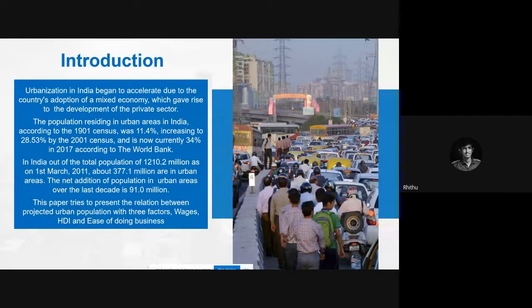In India, out of the total population of 1,210.2 million as on 1st March 2011, about 377.1 million are in urban areas. The net addition of population in urban areas over the last decade is about 9.1 million. That's a huge amount. So this paper tries to present the relation between projected urban population and three factors, that is wages, HDI, and ease of doing business.